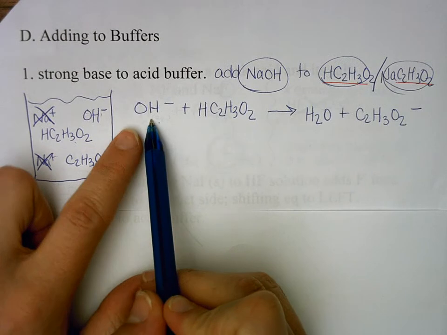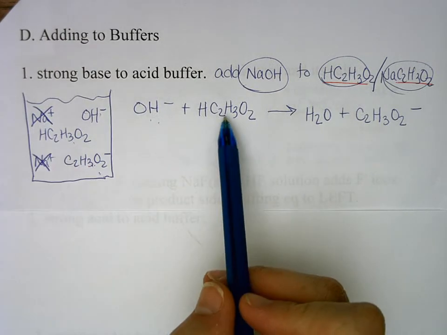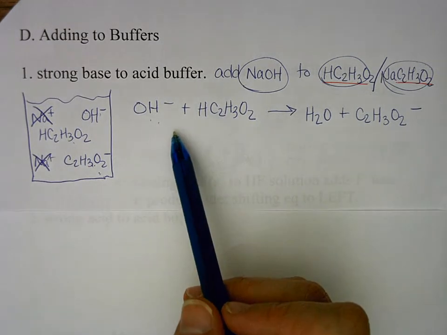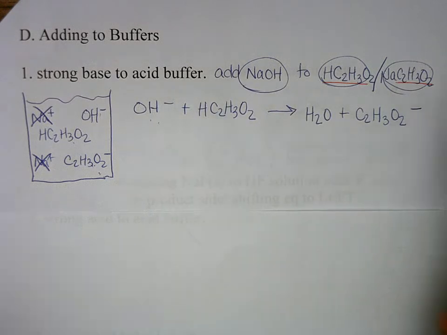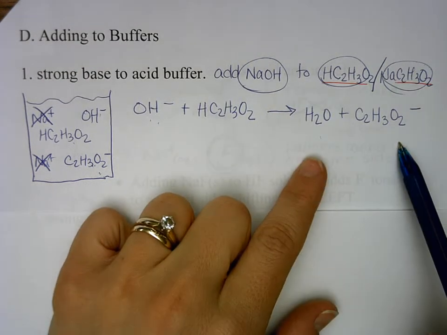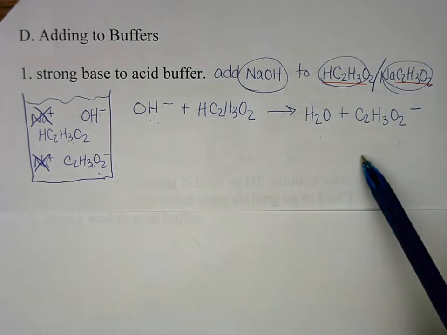Okay, so when I add hydroxide ions to this, my buffered solution takes those hydroxide ions and turns them into water and acetate ions, which doesn't affect the pH nearly as much as hydroxide ions do by themselves.